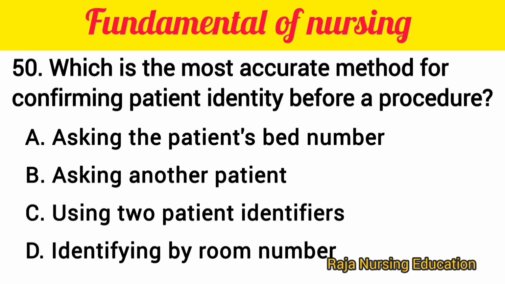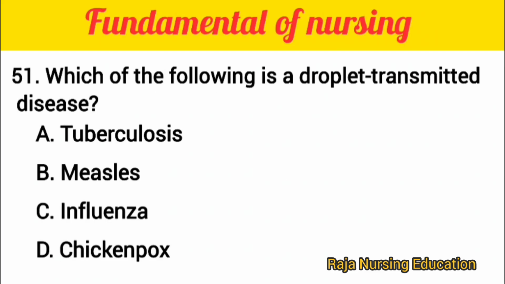Which is the most accurate method for confirming patient identity before a procedure? The answer is C. Using 2 patient identifiers. Which of the following is a droplet transmitted disease? The answer is C. Influenza is transmitted through droplets.